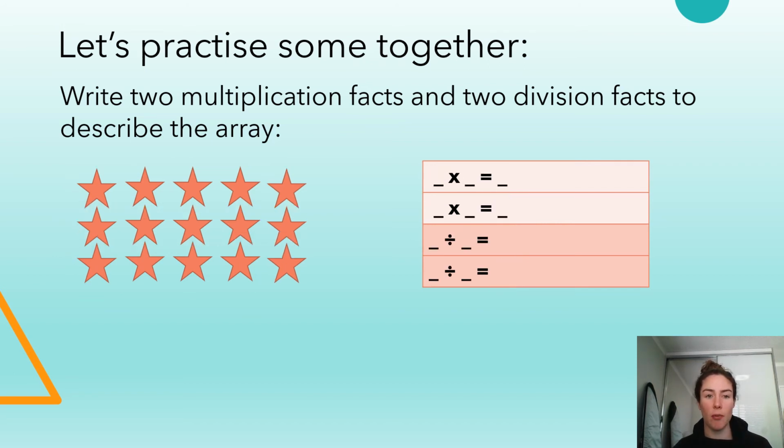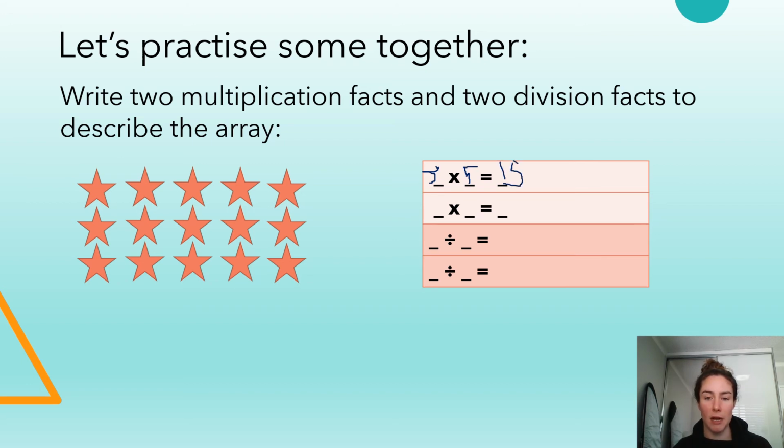This time I want you to have a practice of another one by yourself. So pause the video now to write down 2 multiplication facts and 2 division facts that would go with this array here. I'll do the answers now. Hopefully you've paused your video. In this array, we have 1, 2, 3, 4, 5 stars across the top and 3 rows, 3 in the column. So we're going to have 3 times 5 equals 15.